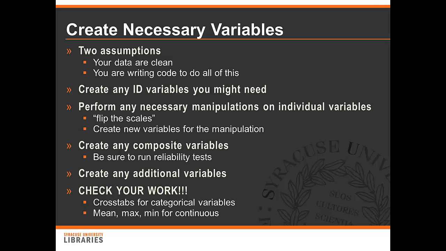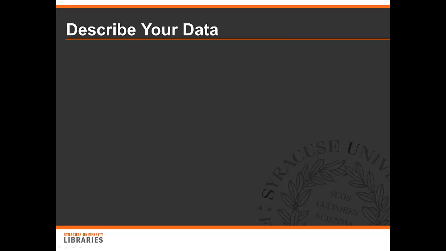Above all, check your work. Do crosstabs for categorical variables, mean, maximum, and minimum for continuous variables. It is very important to make sure at this point that you've done everything correctly, as it could have adverse effects on your results. Next, describe your data.